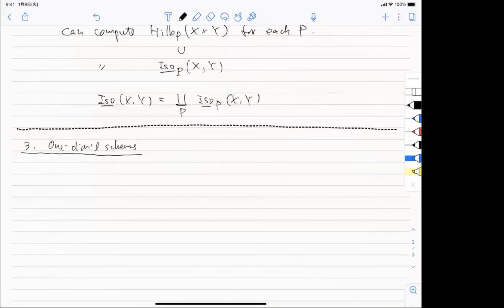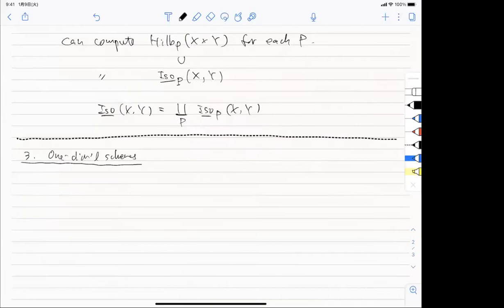So, is there any questions so far? There's no question. Okay, so let's talk about the case of one-dimensional schemes.